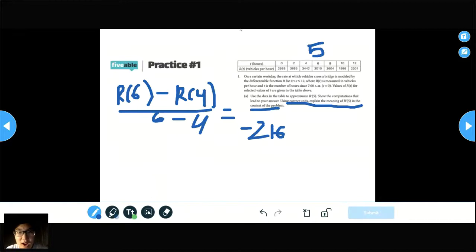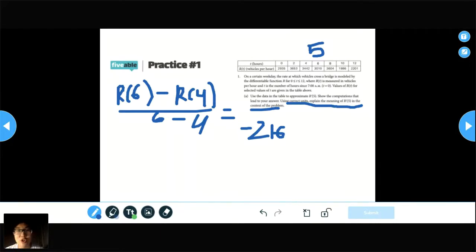So the answer that I would give here is pretty much exactly what Morgan gave, I think. At time t equals 5 hours, the rate at which vehicles cross the bridge is decreasing at a rate of approximately 216 vehicles per hour, or per hour squared, as Akshita gave there.